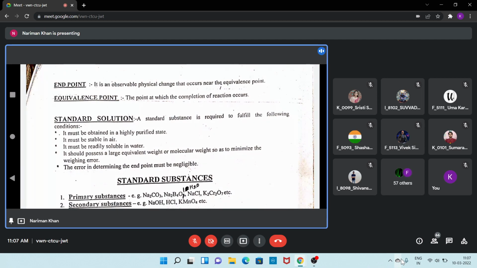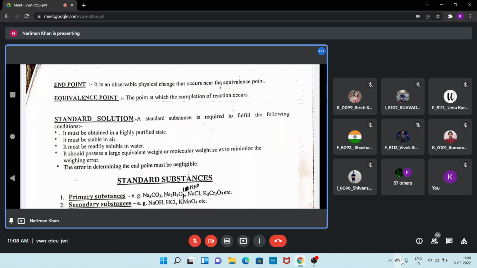There are 2 types of standard solutions, primary standard and secondary standard. A primary standard solution is a solution which can be prepared and stored for a long time, whose concentration does not change. For example, if we prepare NaCl solution, N by 100, and we keep it for a week, and after a week if we observe the concentration, then again after a week also the concentration remains constant, N by 100 only.